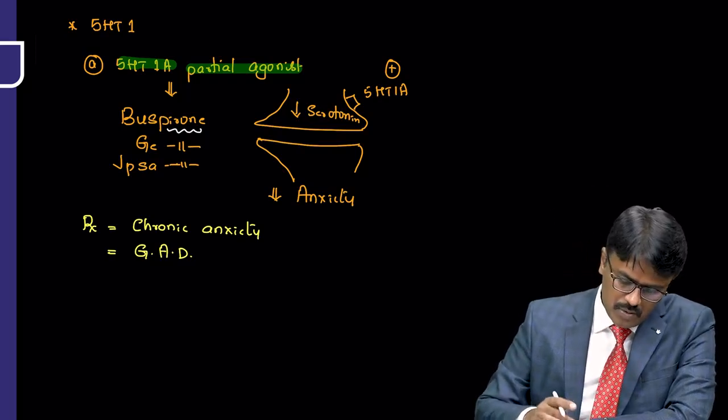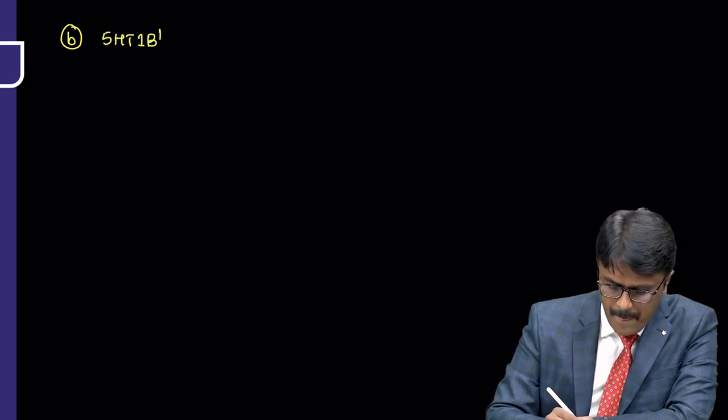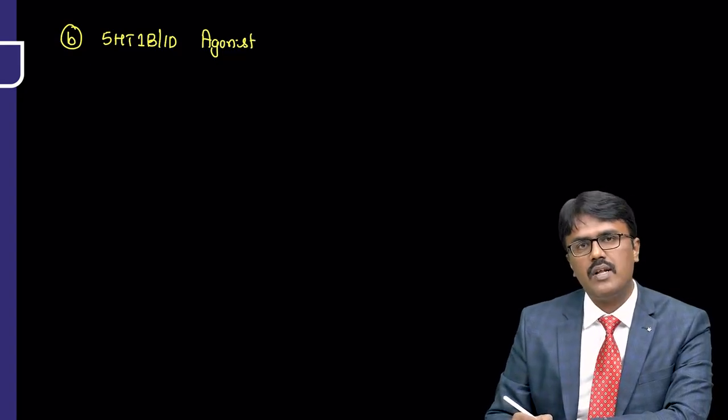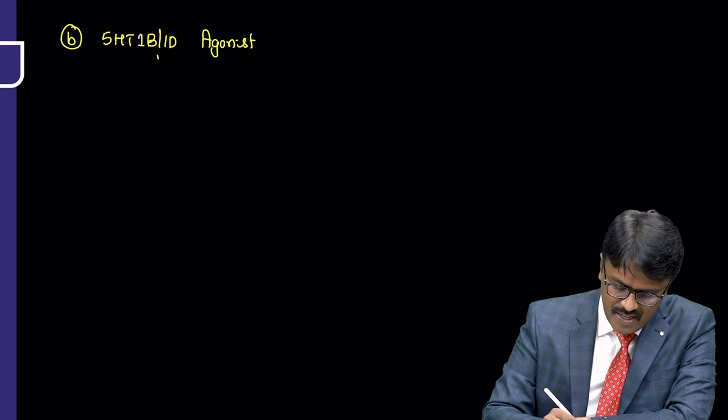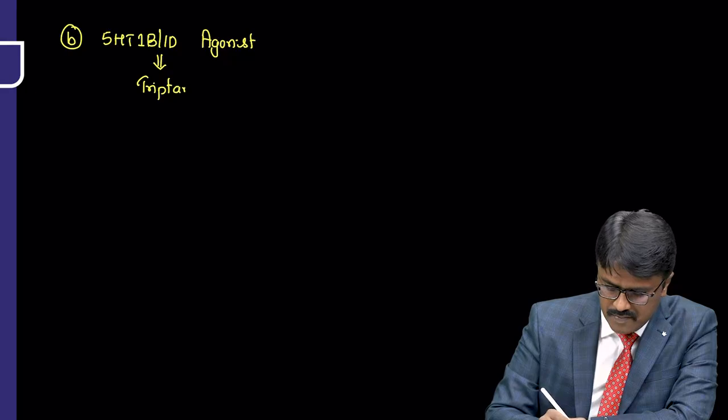Now the next group of drugs which are going to work on the 5-HT1 receptor are called 5-HT1B, 1D agonists. What are these drugs called? They are nothing but triptans. The drug name is triptans.